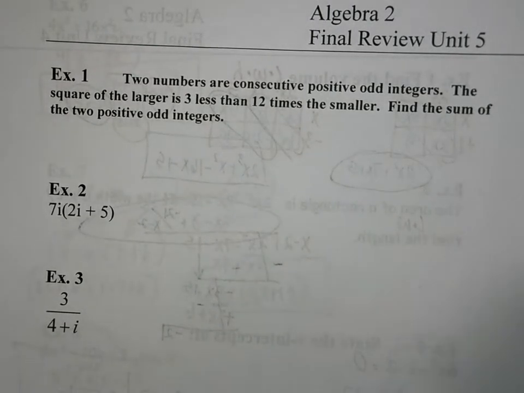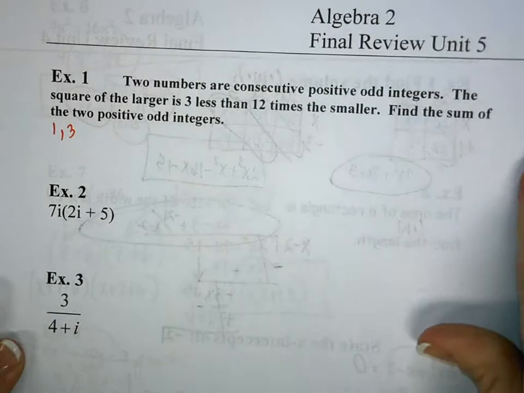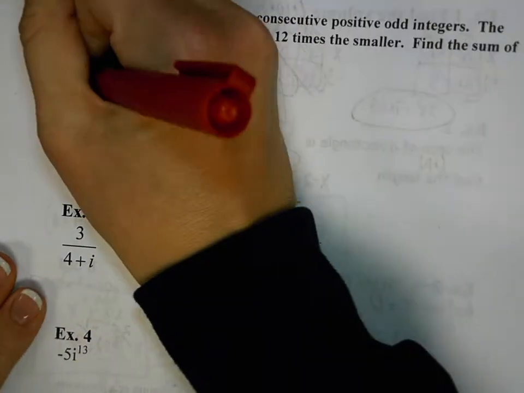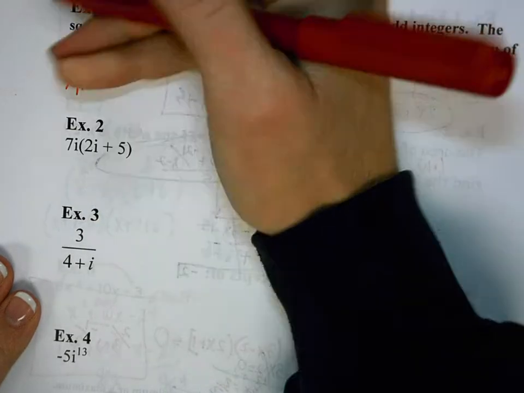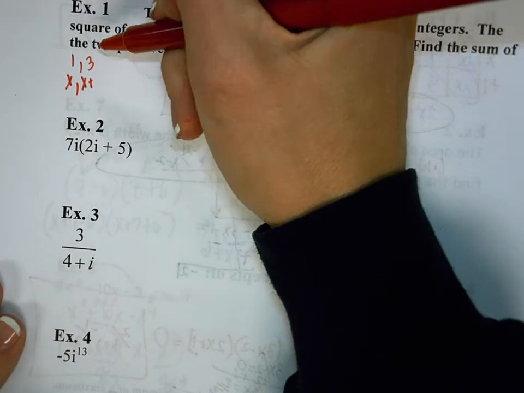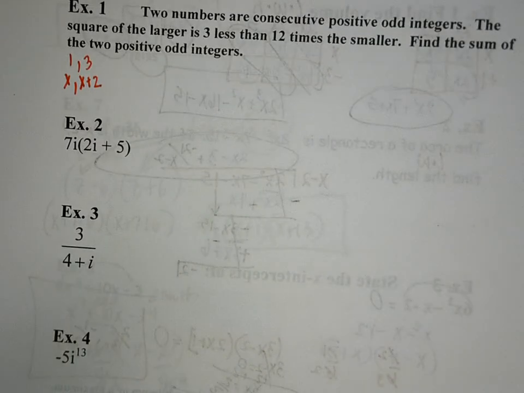Final review, Unit 5. Example 1. Two numbers are consecutive, positive, odd integers. So whenever we're dealing with problems like these, I like to always do a generic example of what two consecutive odd integers are. 1 and 3, okay? So then your first number is always your x. And your second number is always x plus something. So in order to get from 1 to 3, we would add 2. So those are my two variables, x and x plus 2.